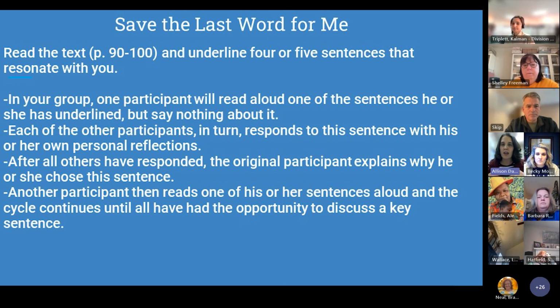Then in your group, one person is going to read aloud one of the sentences that they underlined, but don't say anything about it. Then the other people in your group are going to respond to that sentence. You can probably tell them what page it's on. And then after everyone has responded, the first person gets to explain why he or she chose that sentence. And then it'll go to the next person who reads one of his or her sentences, and then everyone else says something about it. And then the original person who shared that idea gets to say why they shared it.